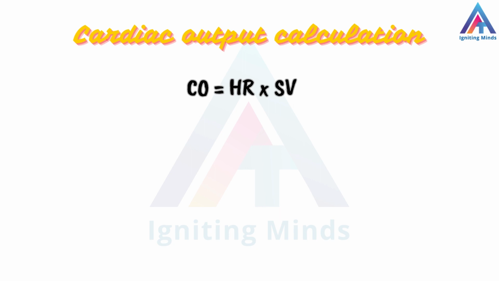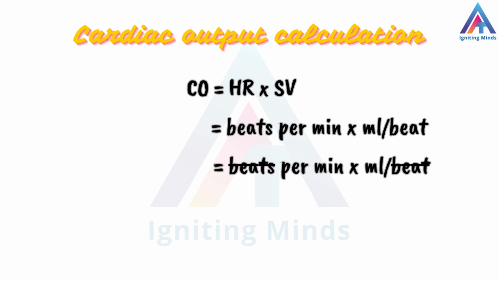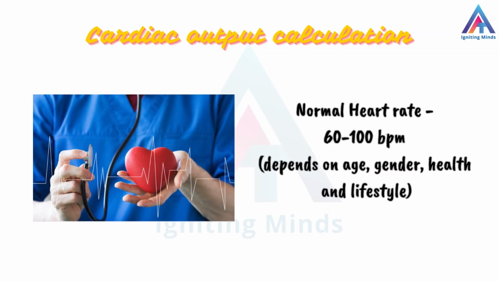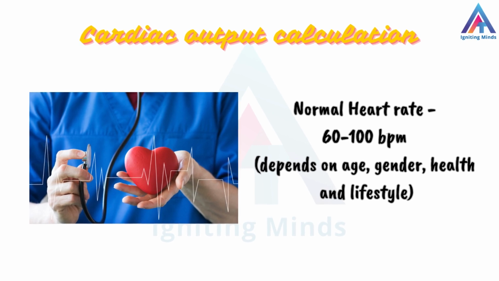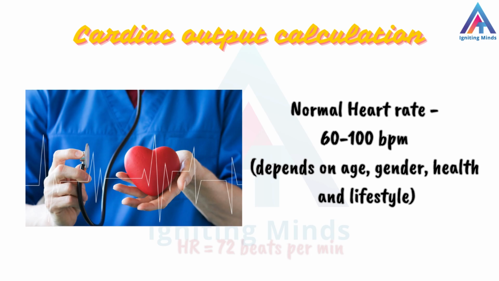It can be calculated by multiplying heart rate with stroke volume. Let's first look at the units of expression of these two parameters. Heart rate is expressed in beats per minute and stroke volume in milliliters per beat. If you strike off the two beats, what remains is milliliters per minute. The normal heart rate is anywhere between 60 to 100 beats per minute, depending on one's age, gender, health, and lifestyle. As a convention, we all know that heart rate is usually taken as 72 beats per minute.